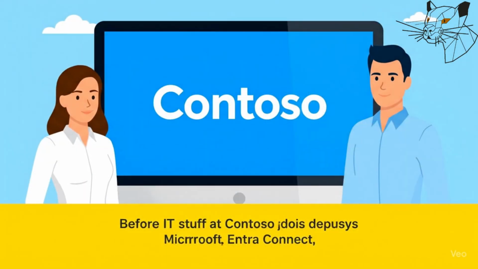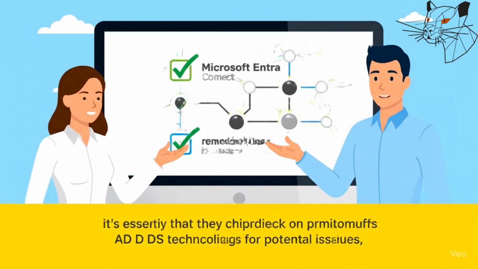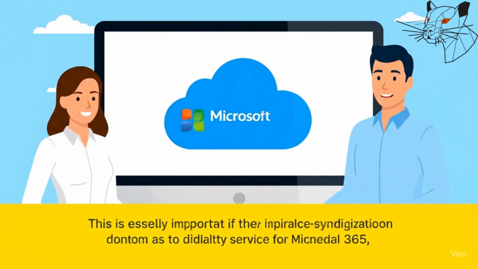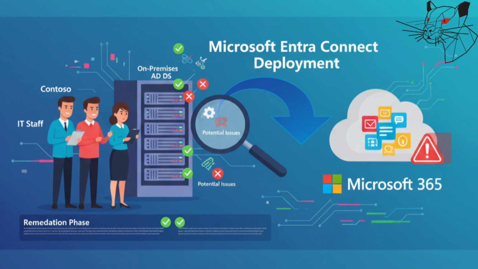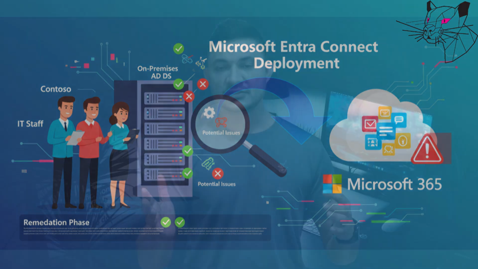Prepare on-premises Active Directory for directory synchronization. Before IT staff at Contoso deploys Microsoft Entra Connect, it's essential that they check the on-premises ADDS and related technologies for potential issues, and any issues that are discovered are remediated. This is especially important if they implement directory synchronization as an identity service for Microsoft 365.